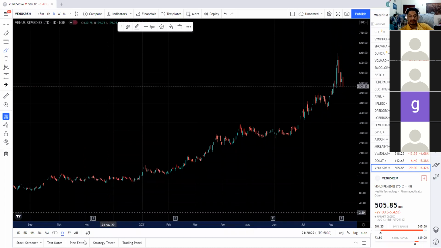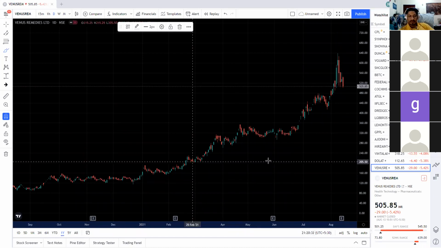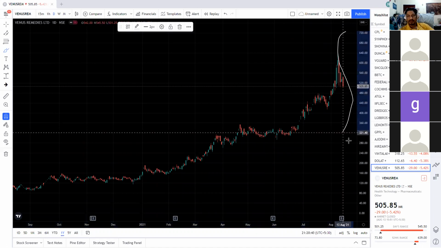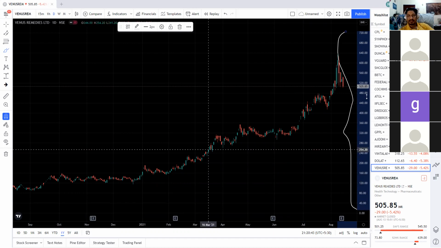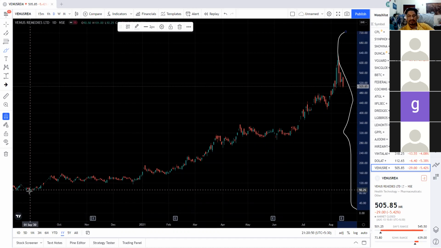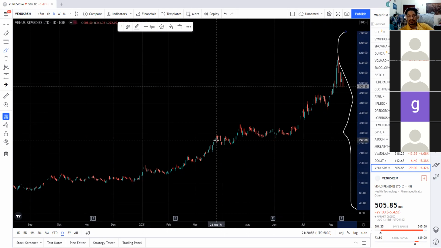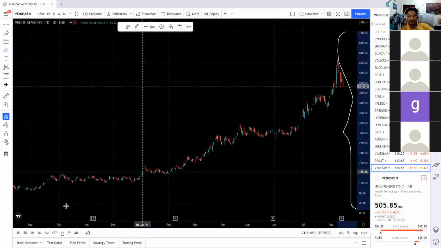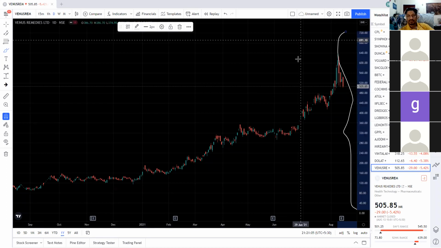What is a candle? I will explain. The bottom side is time, and the right side is price. These are the two most important factors when we are studying this chart, time and price. This is the range in which the stock has traded. When I put the cursor here, you can read the price: 91 rupees. Here, you can read 297. Here, you can read 620. So basically the price has gone from 90 to 600.